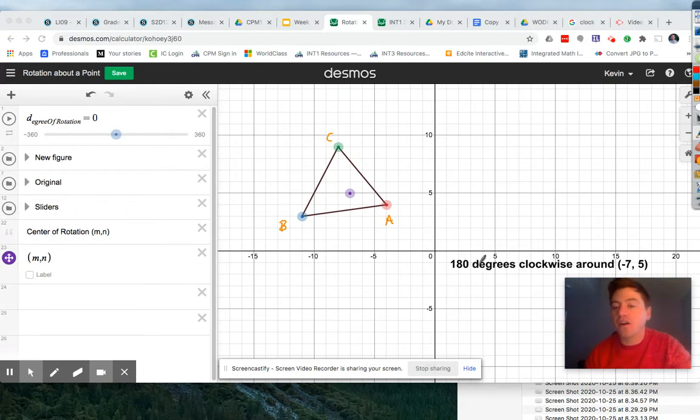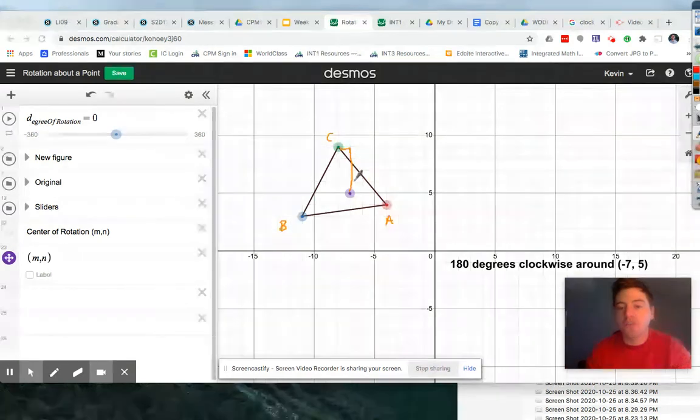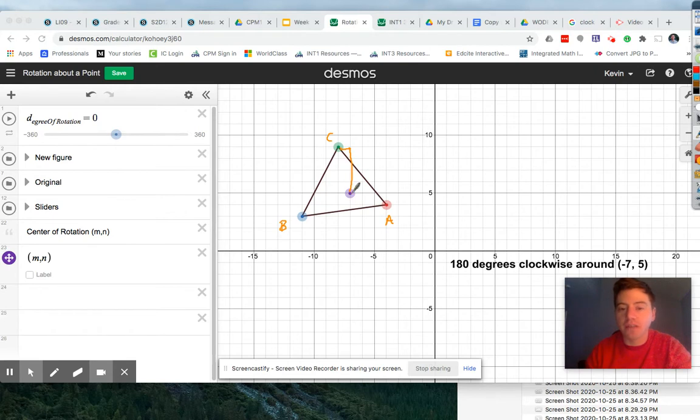So this one wants 180 degrees clockwise around -7, 5. So I'll just pick C here. That goes up 1, 2, 3, 4, and over 1. Okay, so I'm going to turn this 180 degrees. So we know that this is 90 degrees. And then this would be 180 degrees, 2, 3, 4.